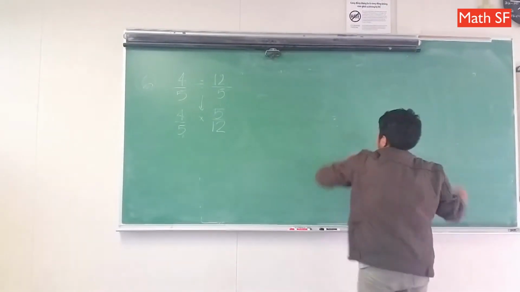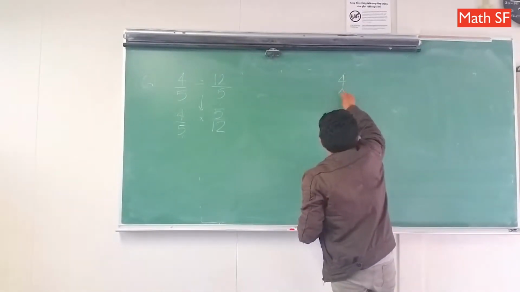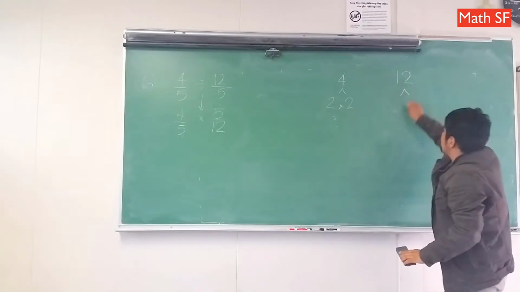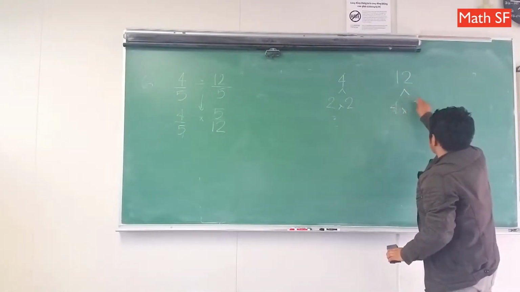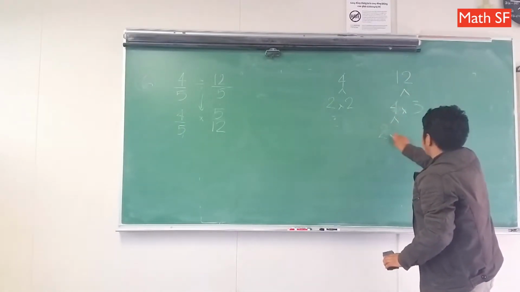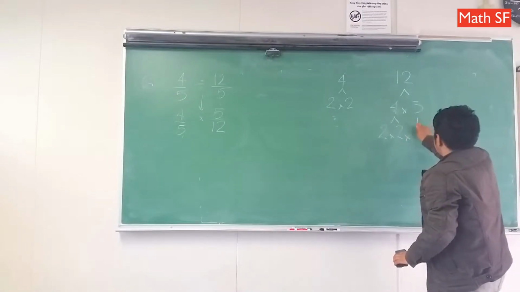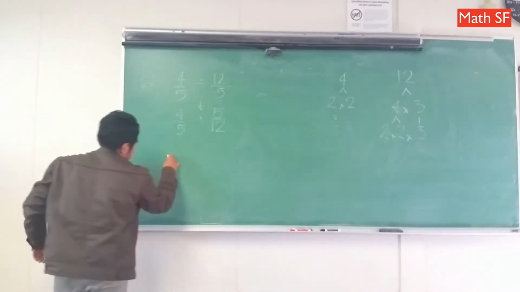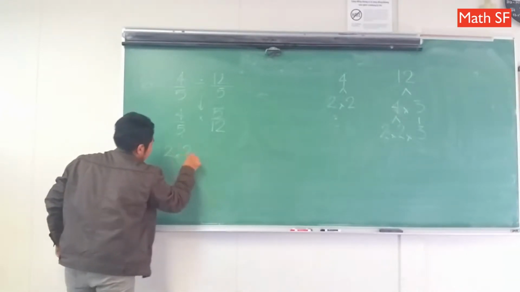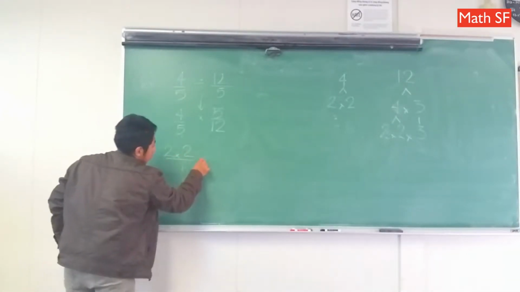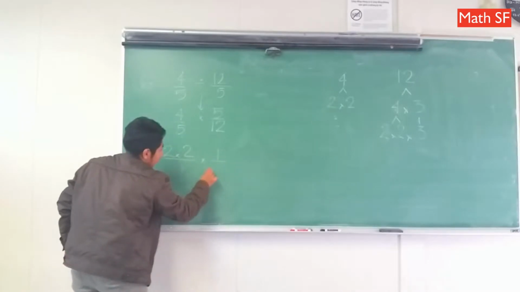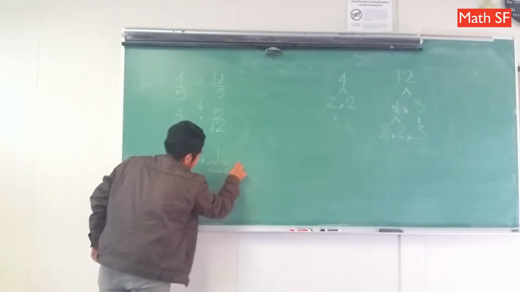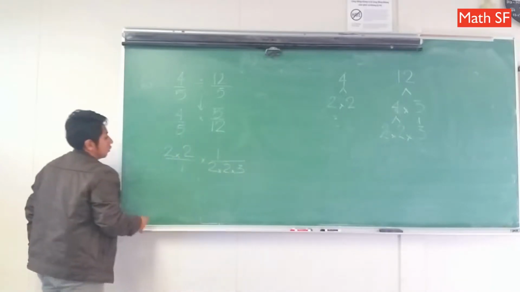Let's do the 4 first. So 4 is a 2 times 2. And that 12 is a 4 times 3. And that 4 is a 2 times 2 itself. So instead of writing the 4, I'm going to write 2 times 2 over 1. 1 over 2 times 2 times 3. Time for us to cancel.